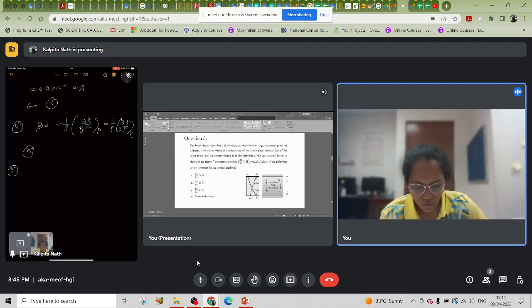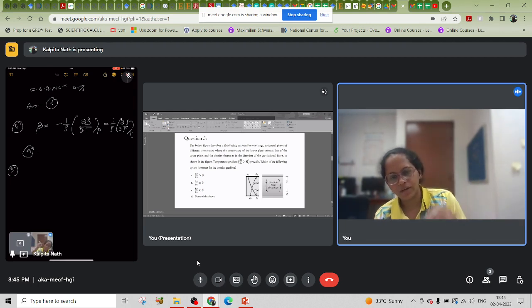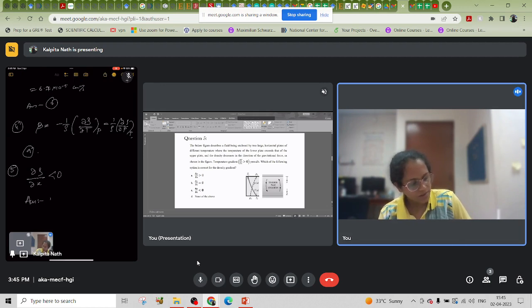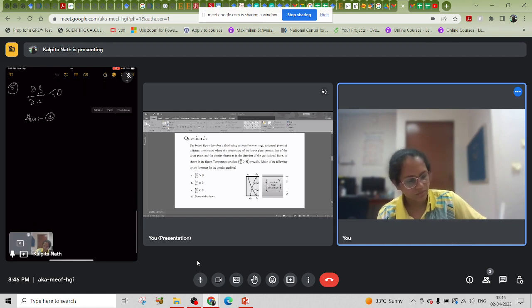Okay, so in this case, as we can see, the density decreases in the direction of gravitational force, so the density change will be negative. The gradient of density will be negative. As the gradient of density will be negative, del rho by del x is less than 0, that is negative. So the answer is C. Now let us proceed to question number 6.